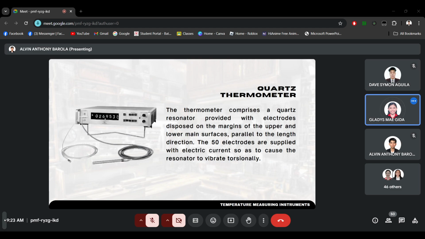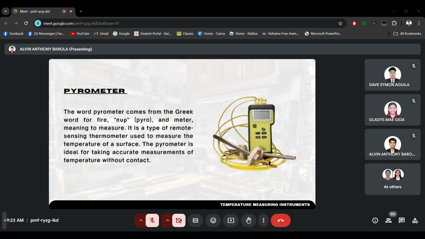Next point. Pyrometer. The word pyrometer comes from the Greek word for fire, pyro, and meter, meaning to measure. It is a type of remote sensing thermometer used to measure the temperature of a surface. The pyrometer is ideal for taking accurate measurements of temperature without contact.